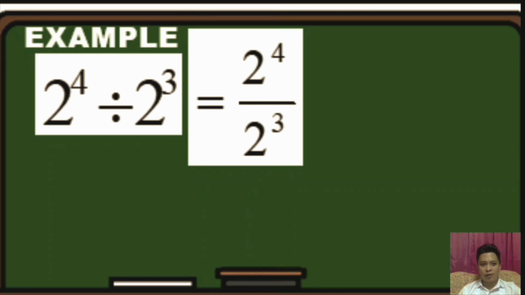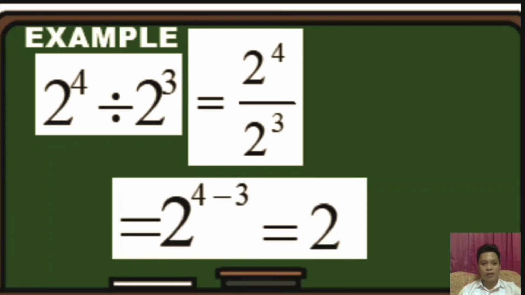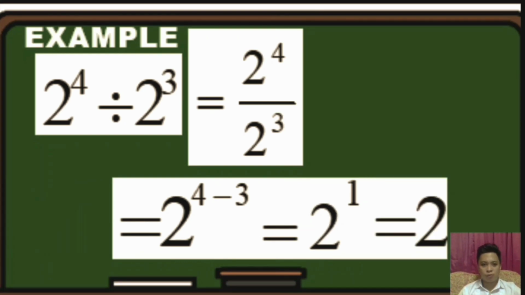Notice that the operation is division and the bases are the same. So simply copy the base, which is 2, subtract the exponents 4 minus 3, simplify it, and we will get 2 raised to 1. Remember, any number raised to 1 is equal to itself. So 2 raised to 1 is equal to 2.